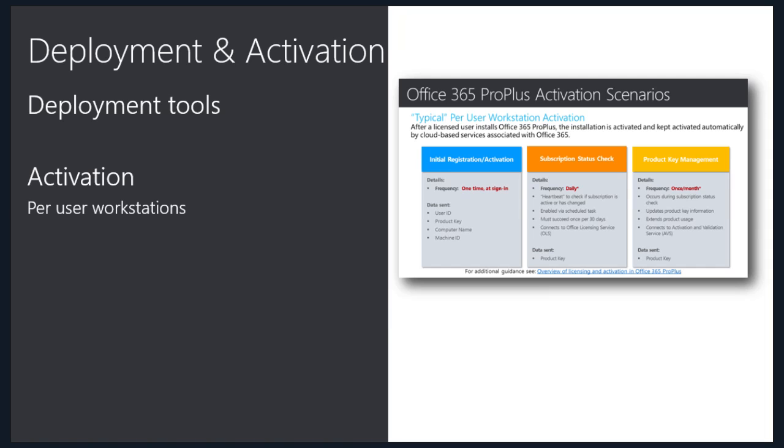Activation management needs to be considered as well. The Office package is activated during the installation, and it is kept activated by accessing the cloud-based services on a regular basis. So you need to make sure that the firewalls and the proxy service are configured to grant access to these services at all times, not only during the installation.